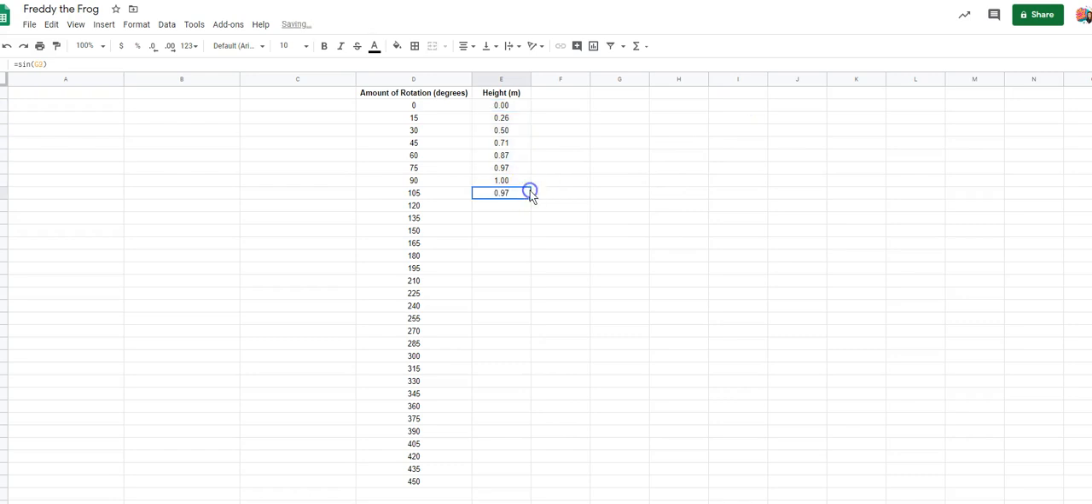All of those numbers are going to be the same as these numbers, just backwards. So we've gone from 0, we've gone up to a height of 1, that's the maximum height, because that's the radius of the wheel. And then as we approach 180 degrees of rotation, we've gone back down to 0.